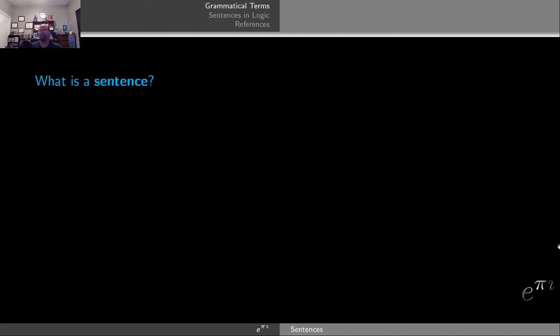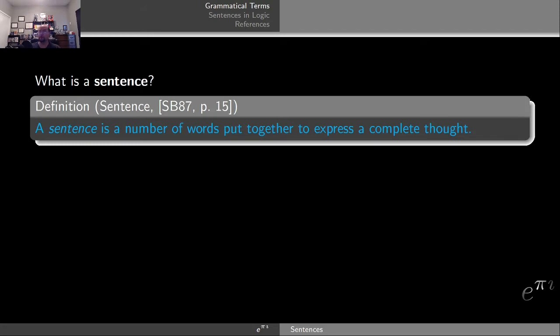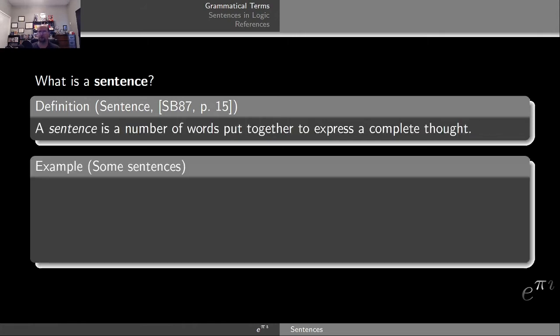To begin, what is a sentence? Well, depending upon who you ask and what book you read, you may find different definitions and different usages for the word sentence. For our purposes, I'm going to take this definition. A sentence is a number of words put together to express a complete thought. And here are a couple examples of what we're going to be taking to be sentences in this context.